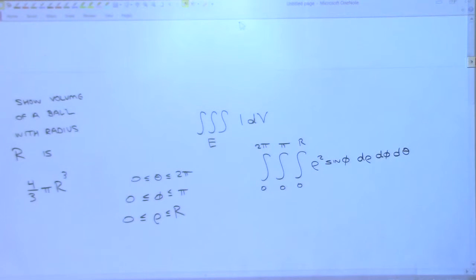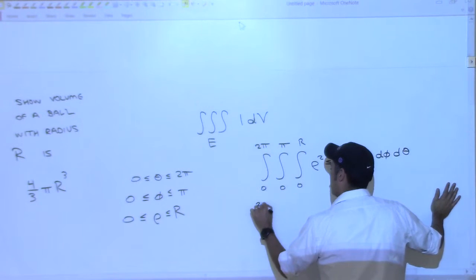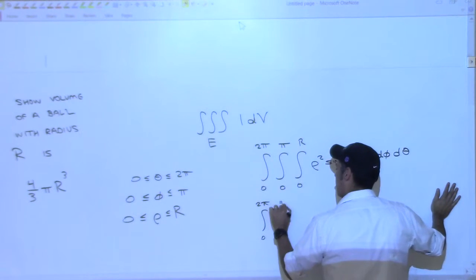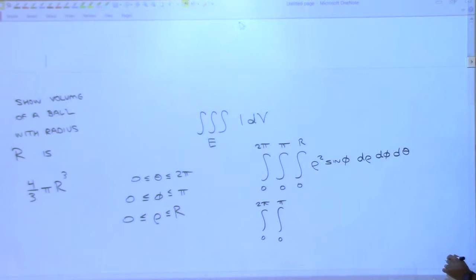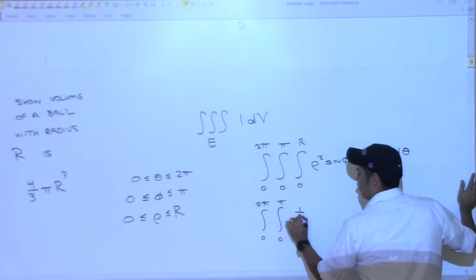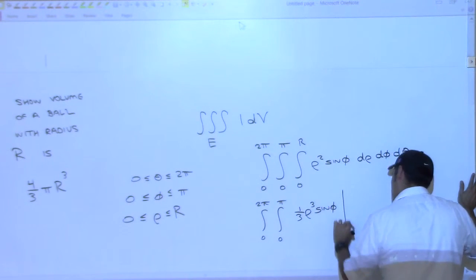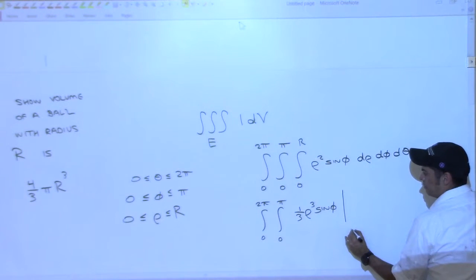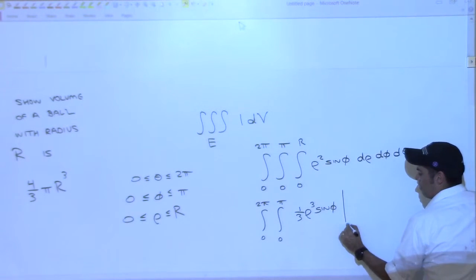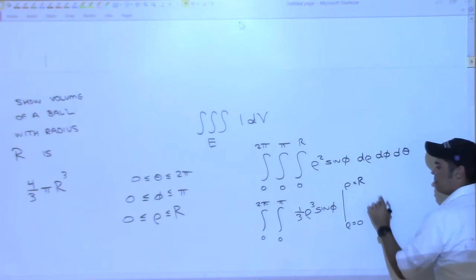Okay, let's do the first antiderivative. I think these are going to go pretty quick. The antiderivative of rho squared sine phi with respect to rho would just be 1/3 rho cubed sine phi, and we're evaluating that from rho equals 0 to rho equals capital R.